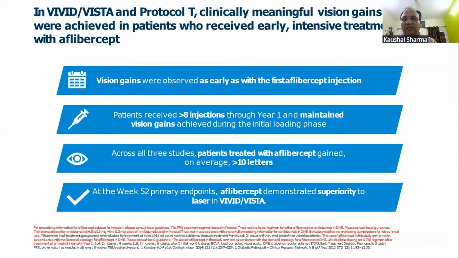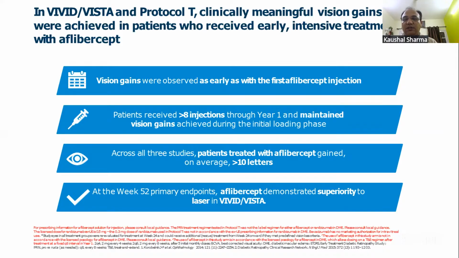In VIVID, VISTA, and Protocol T, clinically meaningful vision gains were achieved in patients who received early intensive treatment with aflibercept. Vision gains were observed as early as the first aflibercept injection. The patients received more than 8 injections through 1 year and maintained the vision gains achieved during the initial loading phase. Across all three studies, patients treated with aflibercept gained on average more than 10 letters.